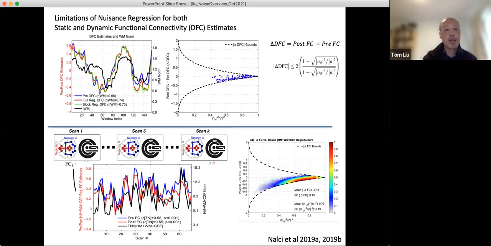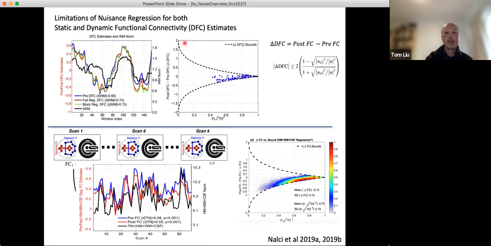But the surprising thing is, even after you do that, you end up with the red. Either red or green are the two ways you could do it. You could either regress out block by block, or you could regress out over the whole time series. And you find that even if you do that regression, you're still highly correlated with the white matter energy. So the question is, what's going on? It turns out there's a theoretical explanation for this. When you do any sort of regression and then the correlation, you have very hard bounds, where the difference between the post connectivity, which is after you've taken out the regressor, and the pre is limited by this equation.